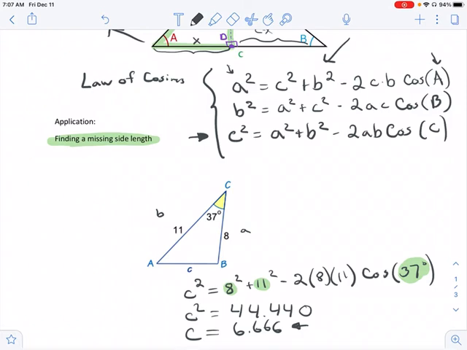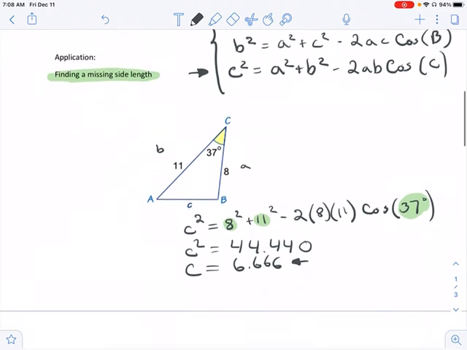Spooky. Yeah, and checking the reasonableness of my answer, that looks good. This side looks like the smallest, it's across from the smallest angle, so it should be the smallest side. And that is how we can use law of cosines for finding a missing side.